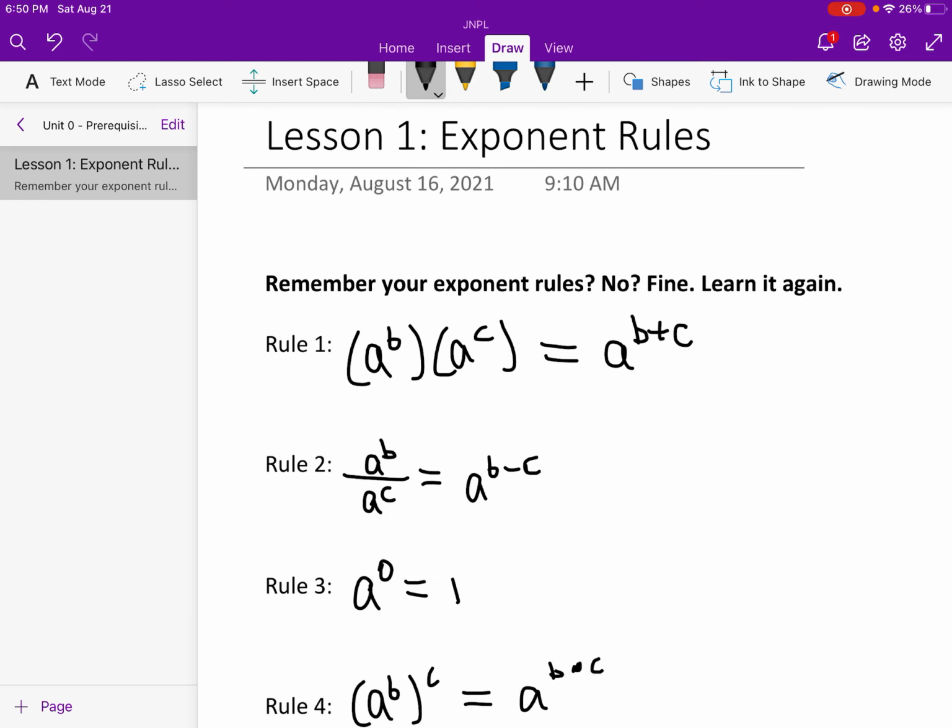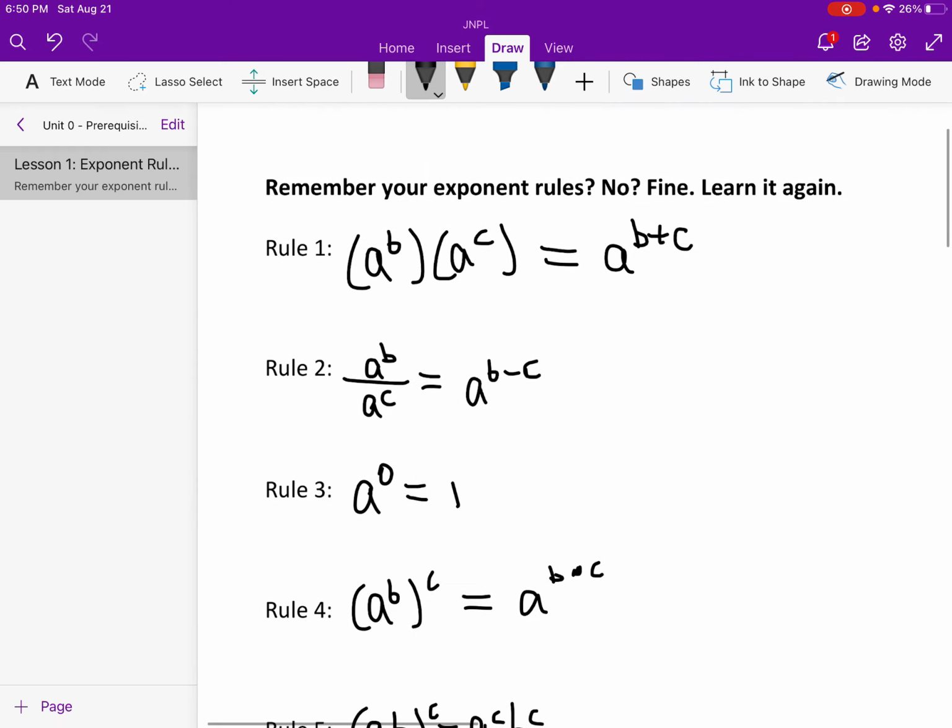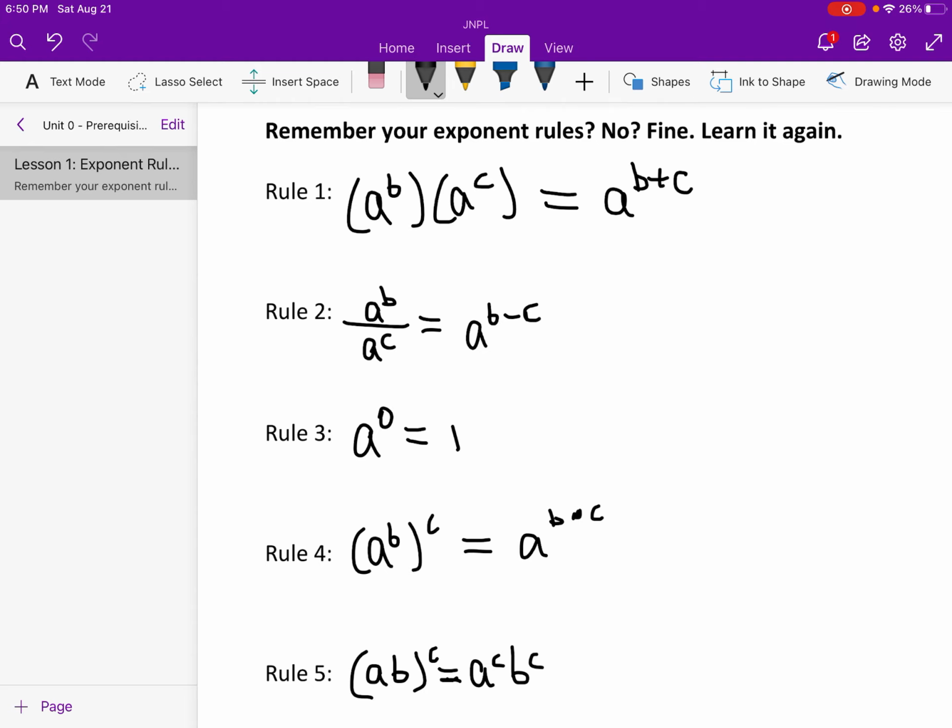So, this is the first unit, that is Unit 0, and these are things that you should know already, or you should have learned at least in Algebra 2 before going into Precalculus. But, you forget things sometimes. So, remember your exponent rules? No? Fine, learn it again. But you might remember these. It was only like few months ago when I made a video about this for the algebra one. So I'm not going to go into much detail since you already should know this, but if you want more detail, go on JNAL.